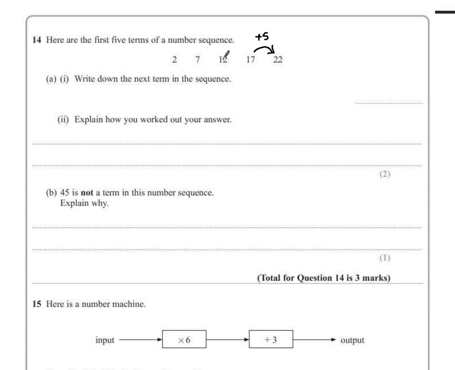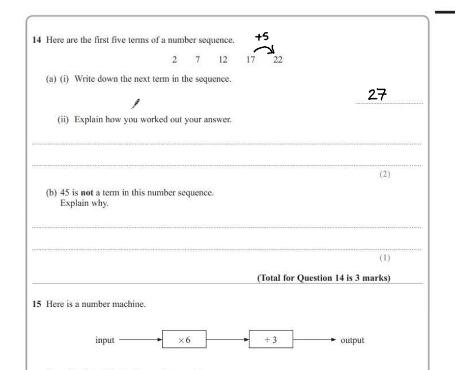It's good to check. 12 add 5 is 17, 17 add 5 is 22. Sometimes it might look like we know the rule, but it changes, and therefore we're a little bit wrong. But in this case, it's add 5, so the next number in the sequence must be 22 add 5, which is 27.